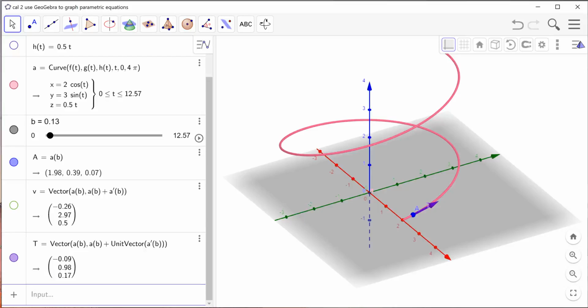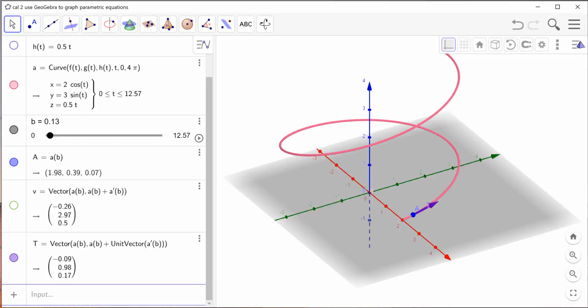Well, these require more work. First of all, the vectors V and T are fixed vectors at point A, and they are not functions of t. In order to define the principal unit normal vector, we need to first define the function T prime of t, the derivative of the unit tangent vector. So how do we do that?